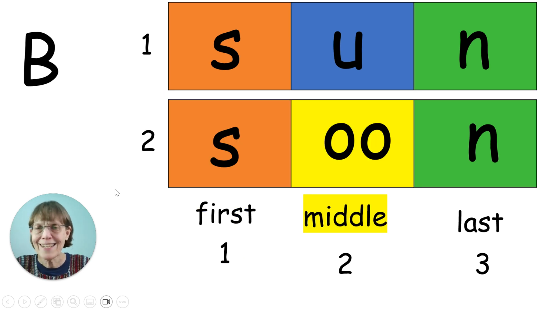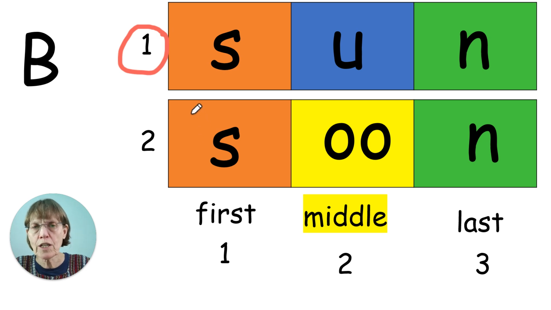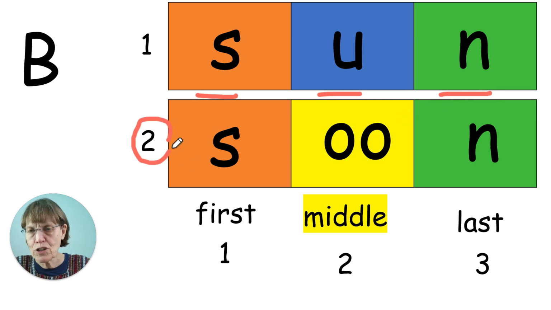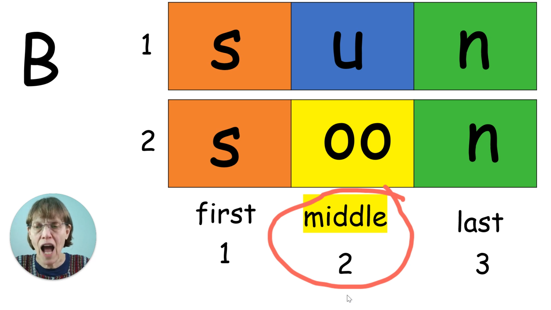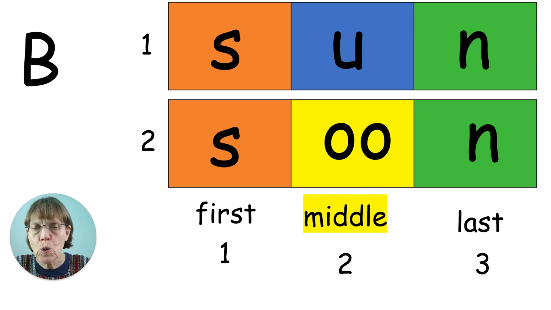In the B change, our first word, number 1 word, is sun. S, A, N. When we look at the number 2 word, we see that the first sound is the same, S, but the vowel, the middle sound changed from A to U. And then the last sound is the same, sun to soon.